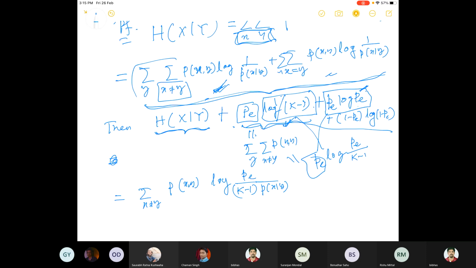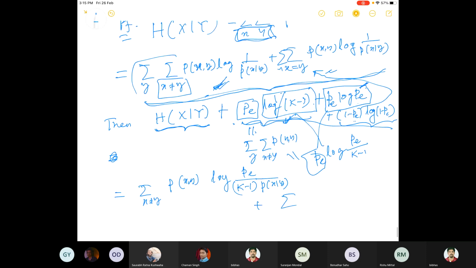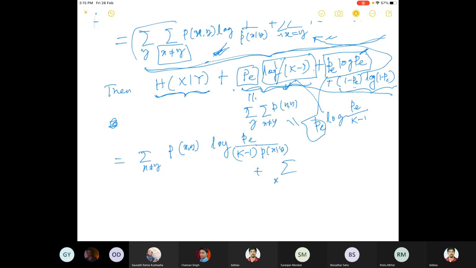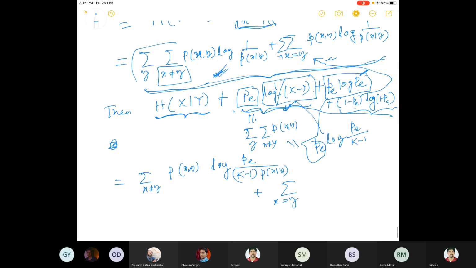Now 1 minus PE, this remaining term. What is 1 minus PE? If PE is the probability where it is not equal, then 1 minus PE will be where this is all equal. So again I do the simple manipulation here, and I'll get, for all X equal to Y, P of X, Y log of 1 minus PE by probability of X given Y. This is what I'll have here.